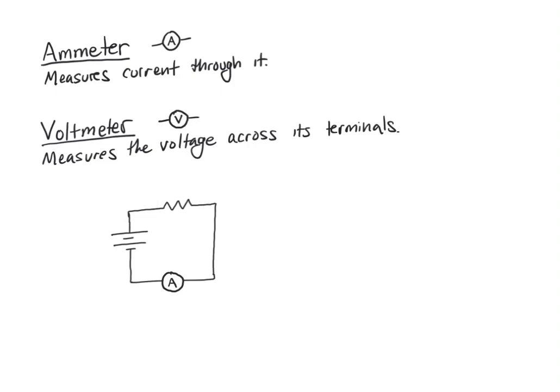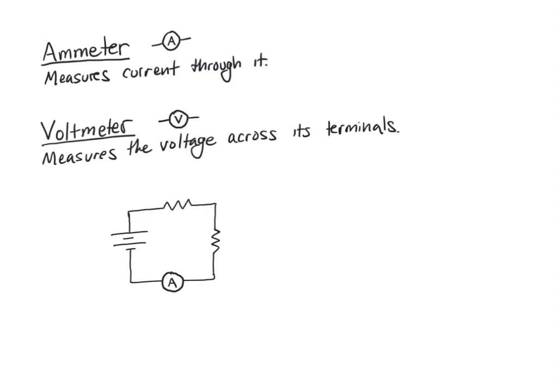Here's where things get a little bit tricky. Let's say I now have two resistors. The ammeter is actually still pretty straightforward. There is only one branch of my circuit. The current in any one spot has to be the same as the current everywhere else because there's nowhere else for it to go but forwards.